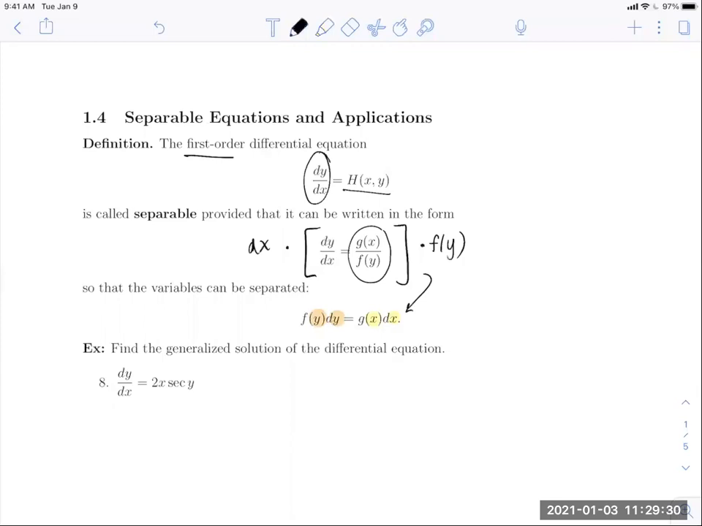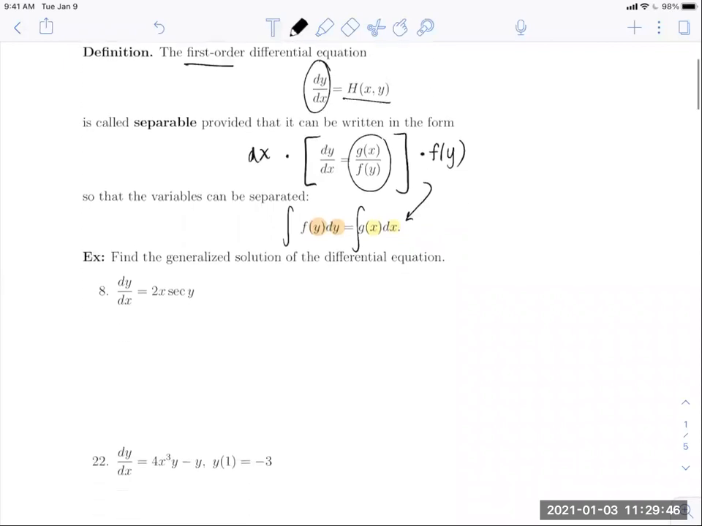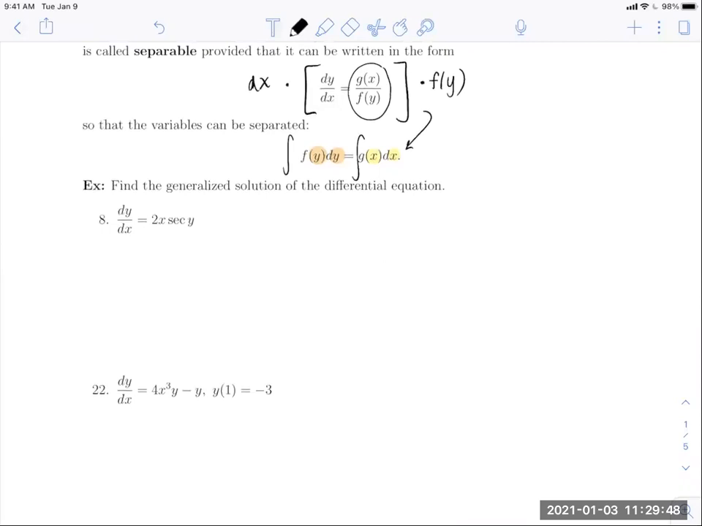And then once you have separated variables, you can then just integrate both sides. On the left, we're integrating with respect to y, and on the right, we're integrating with respect to x, and solve from here. So let's go ahead and practice this approach of solving a separable differential equation by taking a look at problems 8 and 22 from the textbook.